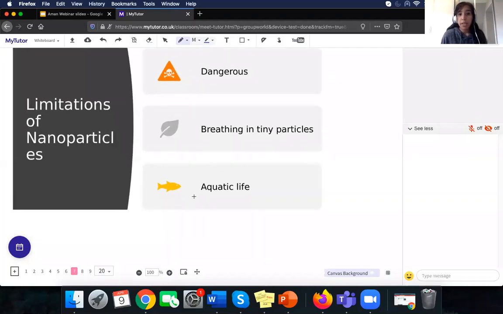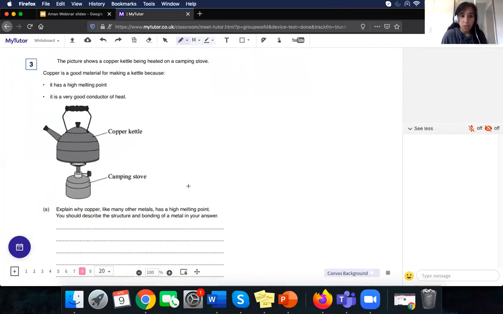And the final thing is that, for example, silver nanoparticles are used as an antibacterial. And if they get into water, for example, from washing, they could potentially kill our fish or our aquatic life, because again, we don't know how they react with regards to other normal living beings. So today we've covered metallic bonding, the properties of metals, alloys, and nanoparticles. So let's go on to some exam questions.